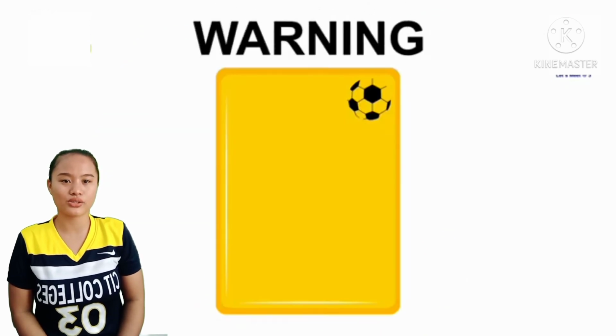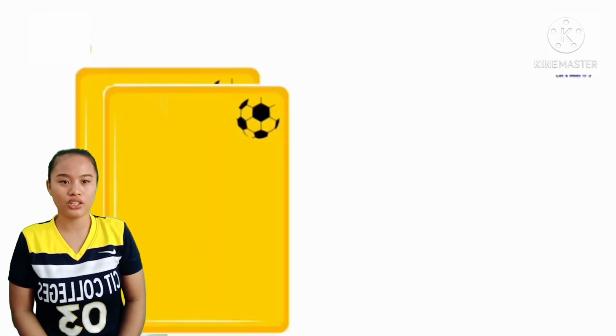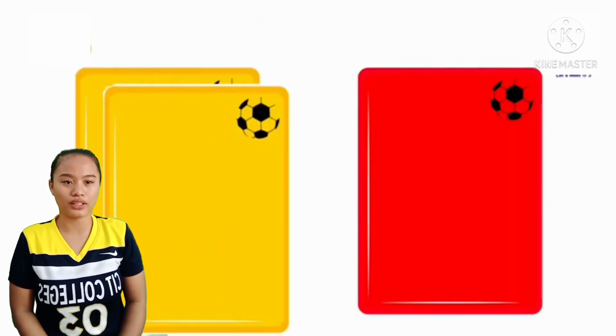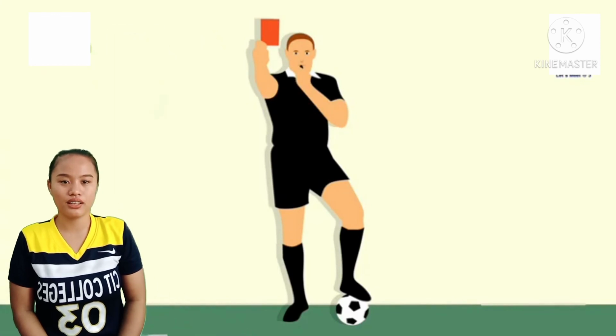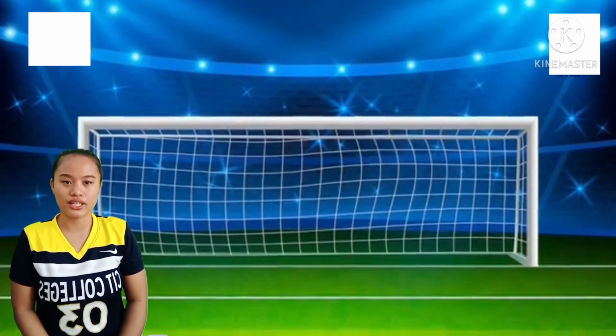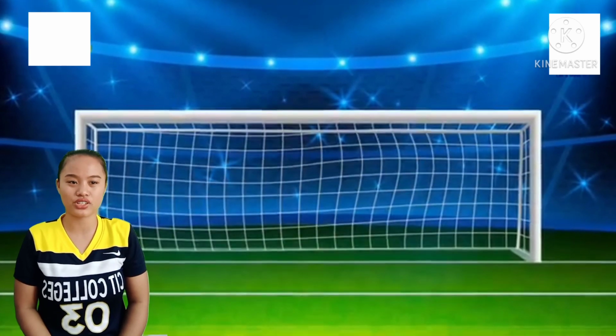The yellow card is a warning, and the red card is dismissal for a player. Two yellow cards equal a red one. If a player is sent off, they cannot be replaced. This is all for this video. The mentioned rules and regulations are the most popular and well-known rules and regulations in soccer.